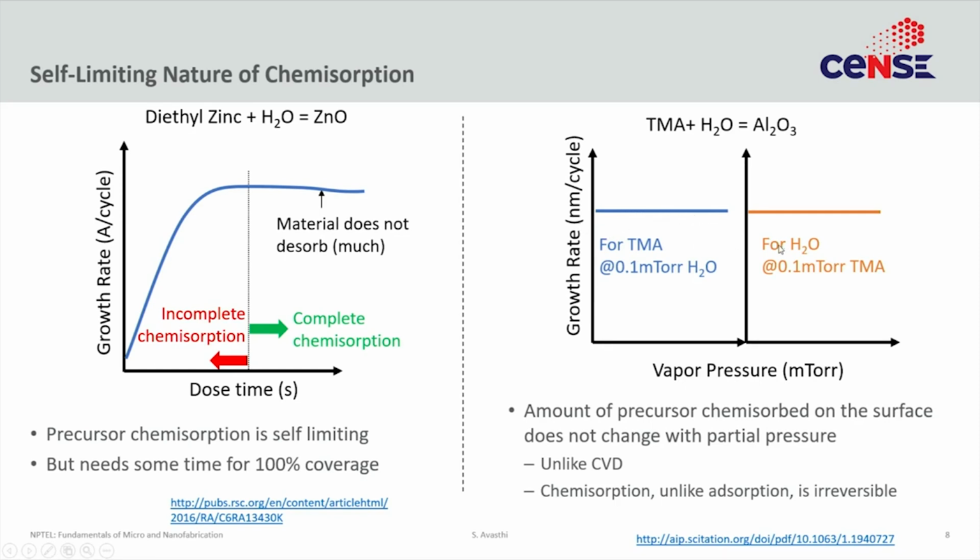You can do the reverse, where you maintain 0.1 millitorr of TMA, but then you change the partial pressure for water, and once again you do not see any change. So, very much unlike CVD, and this is an important point, the partial pressure of precursors does not matter, only its temperature does. That simplifies things considerably, because in CVD we went through so much pain to maintain nearly uniform flow, roughly the same partial pressure. There are very complicated shower heads, very complicated pressure control systems. ALD tends to be a lot simpler because pressure control is not that big a deal.